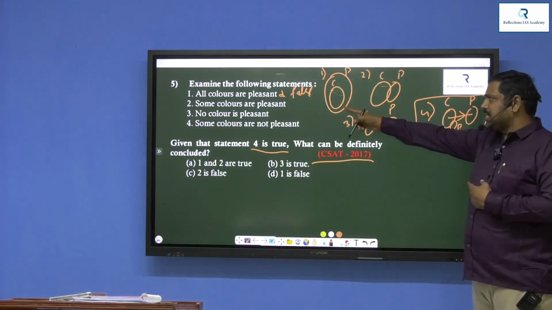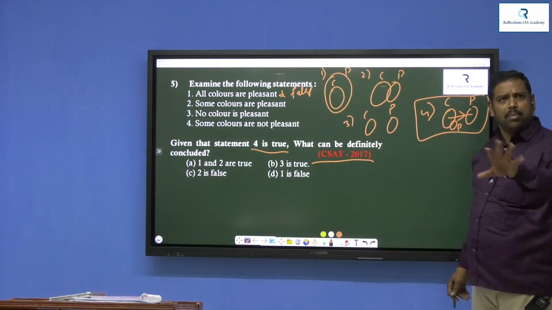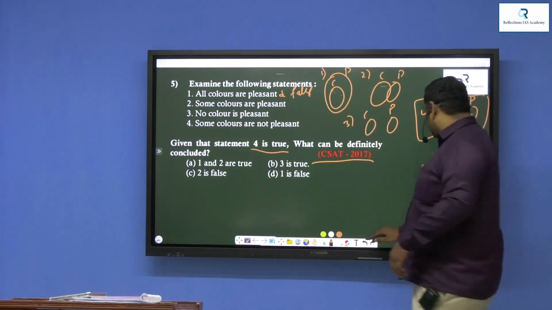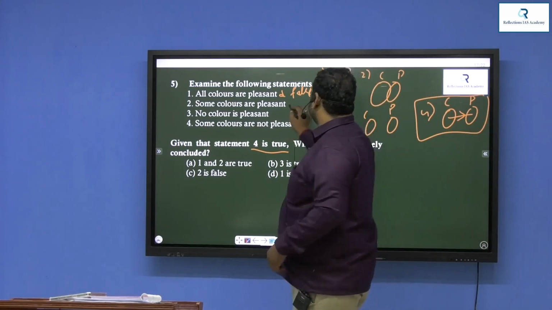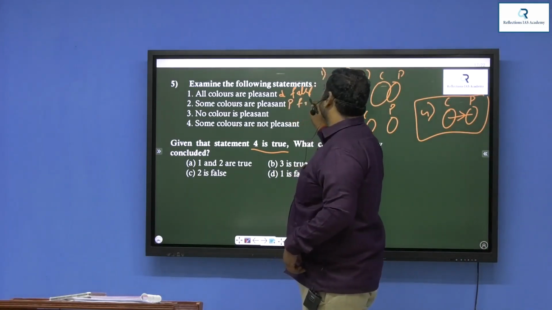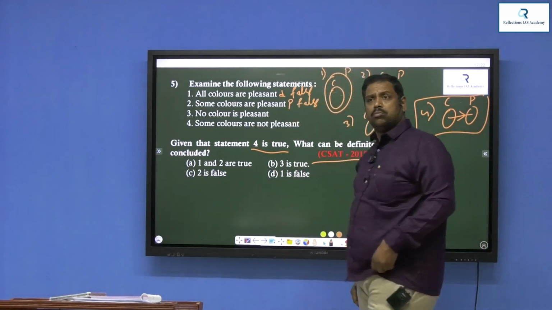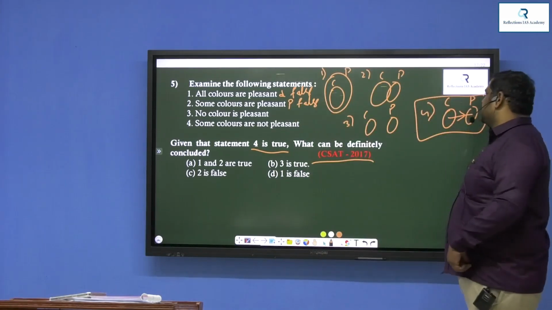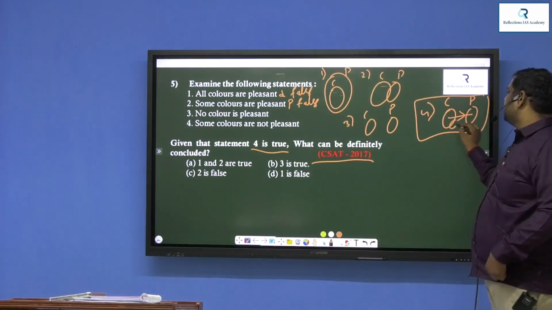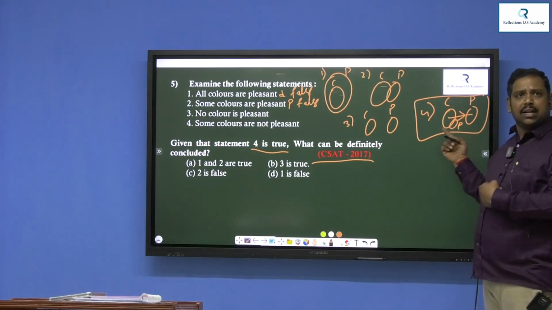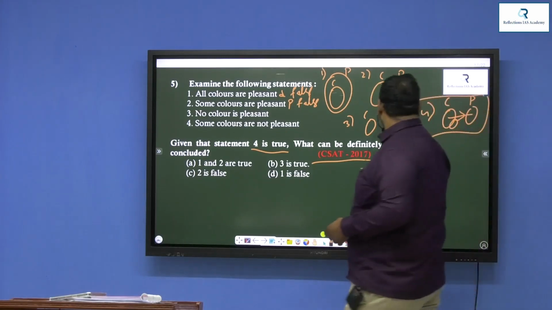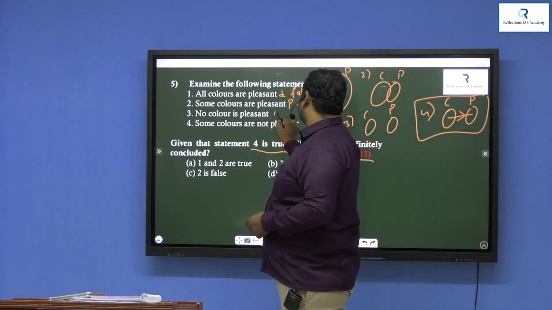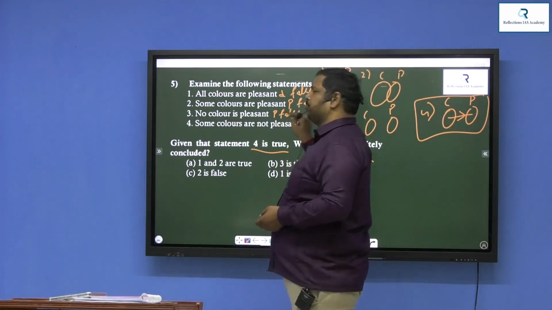Means that is definitely false or probably false? Probably. Okay, so probably false, or probably correct also. Okay, no color is pleasant. If it is the case, that is the wrong one. Else that is the correct one. Yes or no? Means that is definite or indefinite? Indefinite. So probably false or probably true also.